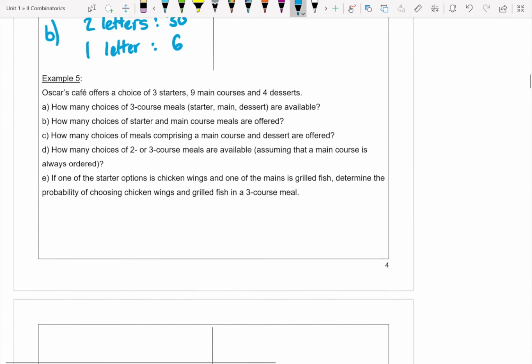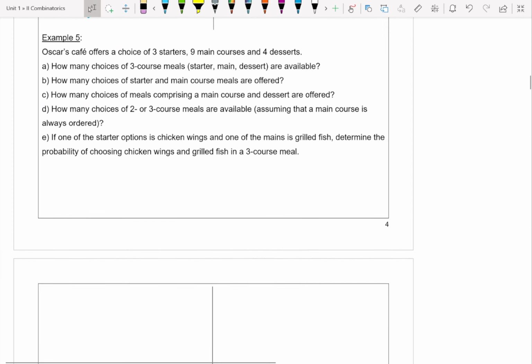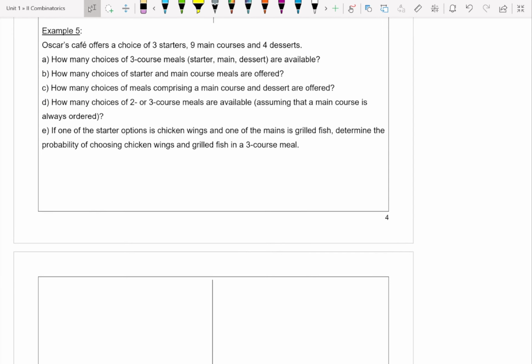Let's look at a slightly harder example here. Oscar's Cafe offers a choice of 3 starters, 9 main courses, and 4 desserts. How many choices of 3-course meals are available? So, looking at this, we have 3 starters to choose from, we have 9 main courses to choose from, and 4 dessert courses to choose from. This is going to be 12 times 9, which is 108 ways. So 108 different choices for your starter, main, and dessert.